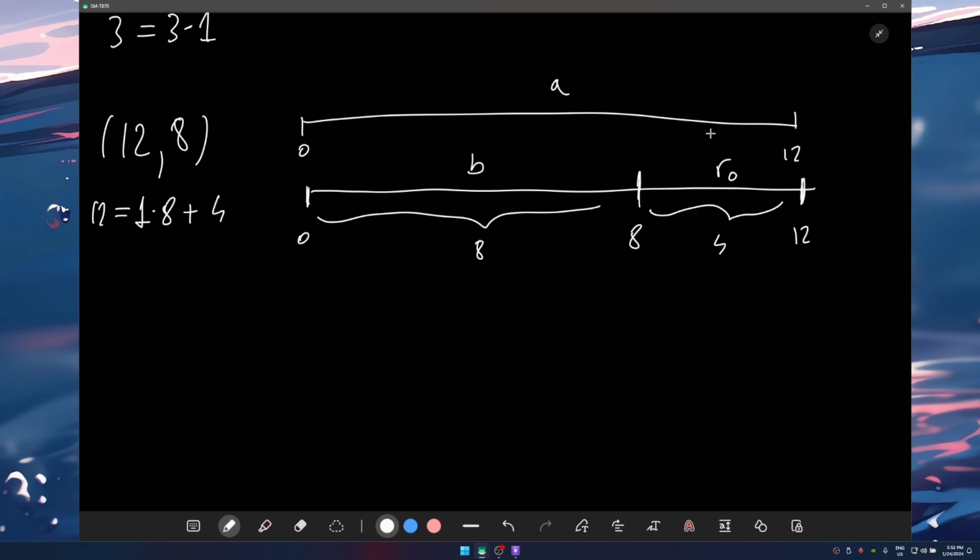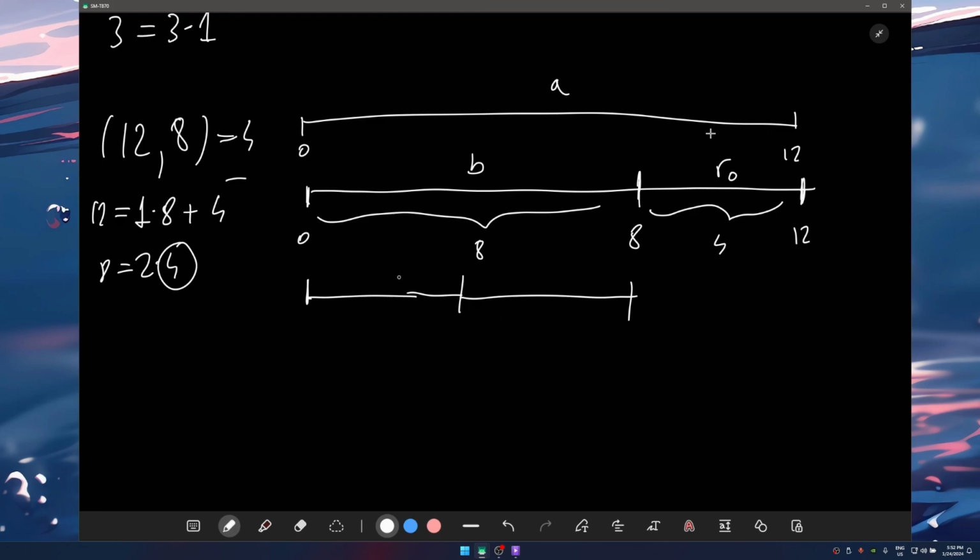Right? Nice. And then what we ask is how many times does R0 go into B? Well, we know that GCD is gonna be less than or equal to 4, right? And R0 goes 2 times. So B is equal to 2 times 4, which implies that 4 is the GCD, so GCD is 4.